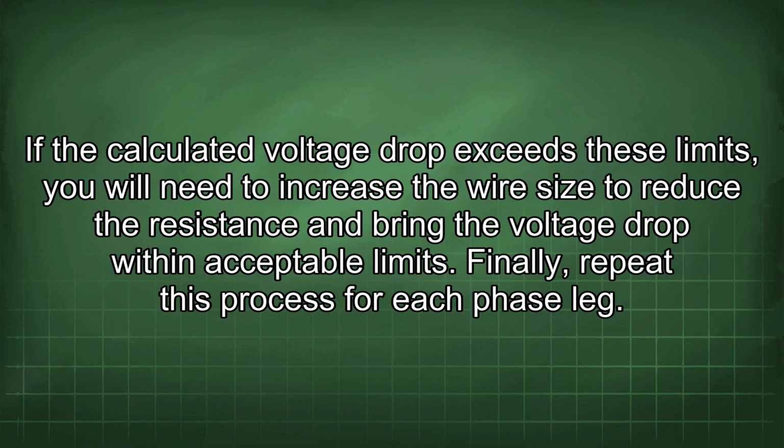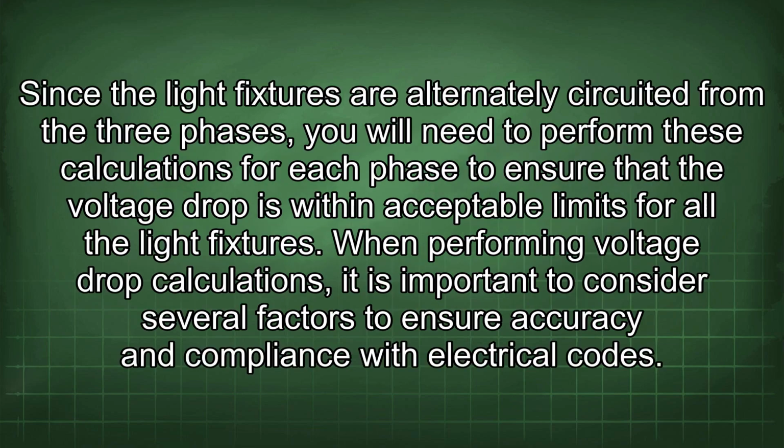Finally, repeat this process for each phase leg. Since the light fixtures are alternately circuited from the three phases, you will need to perform these calculations for each phase to ensure that the voltage drop is within acceptable limits for all the light fixtures. When performing voltage drop calculations, it is important to consider several factors to ensure accuracy and compliance with electrical codes.